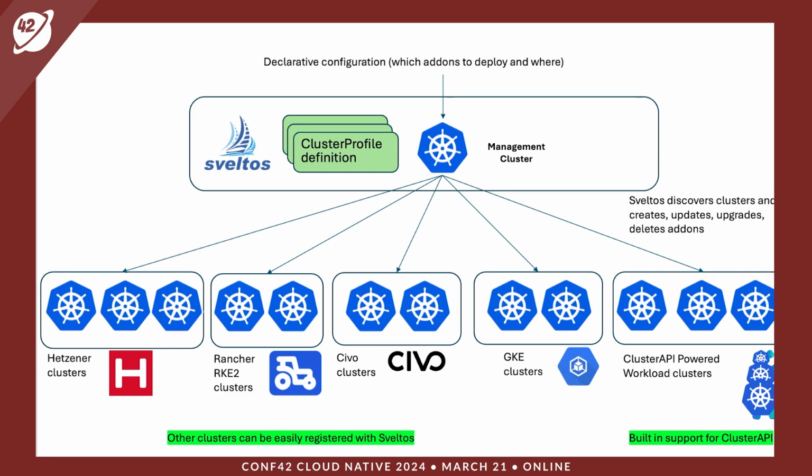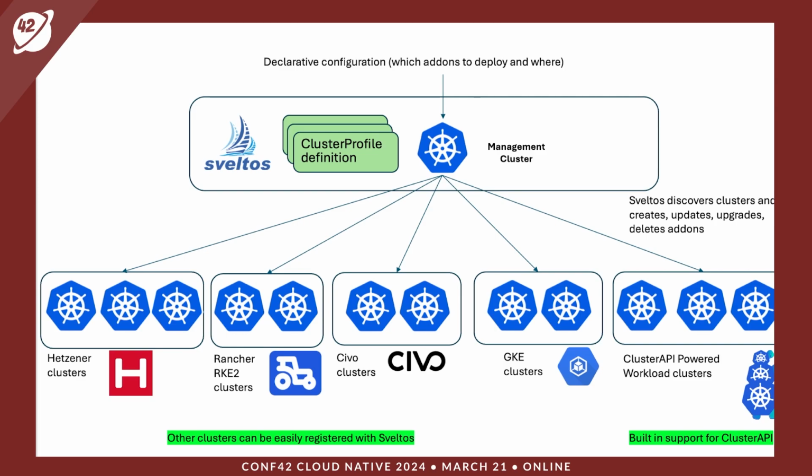And then you have a fleet of Kubernetes clusters. Those can be Cluster API powered clusters. Sveltos has built-in support for Cluster API powered clusters, which means that if you create a cluster using Cluster API, there is nothing else that you have to do. Sveltos automatically detects those clusters and can manage applications and add-ons in those clusters.